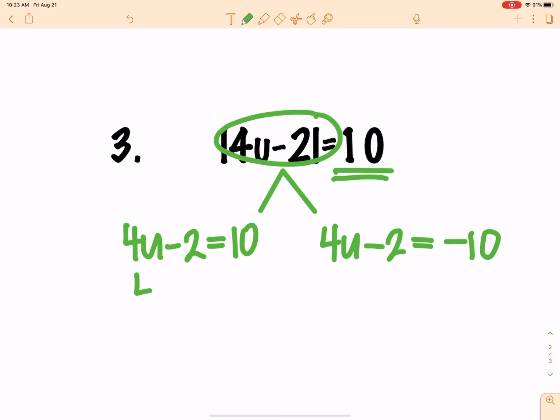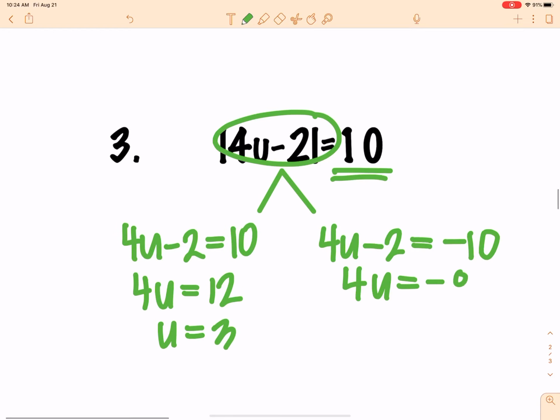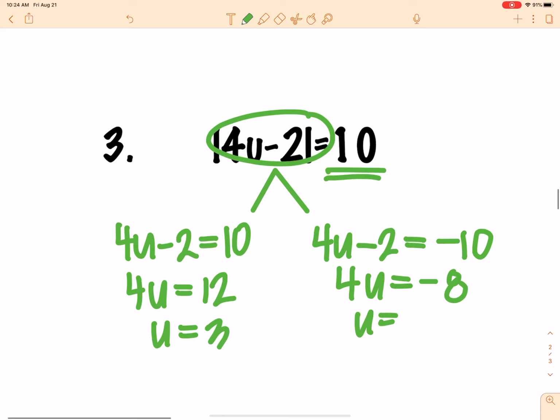So all we do is just solve these two equations. So you're going to get u equals 3. And then on this one, we're going to get u equals negative 2. So again, two answers for your problems. And what does this mean? Again, I always want to show you, what does this mean? Why are we even doing this?